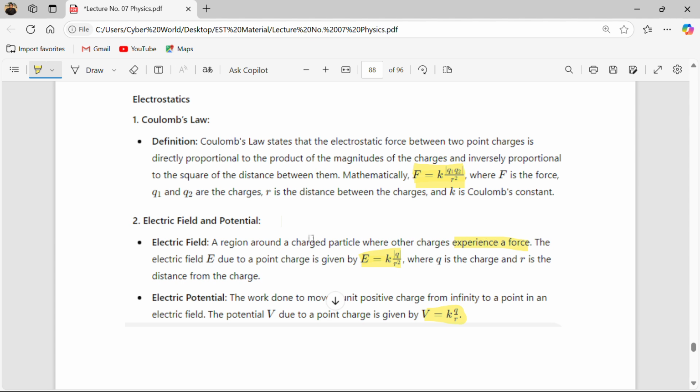And what is electric potential? Basically, it is the work done in bringing a unit positive charge from infinity to a point inside the electric field. So that should be written as V equals kQ by r. So this is known as the electric potential.